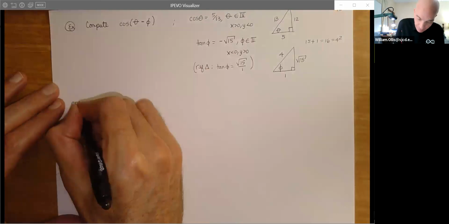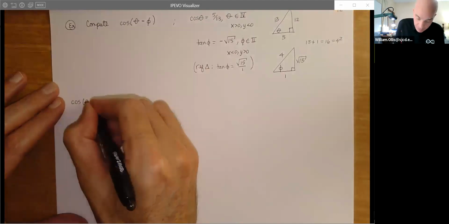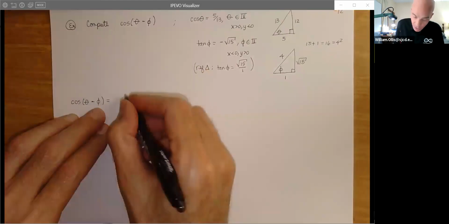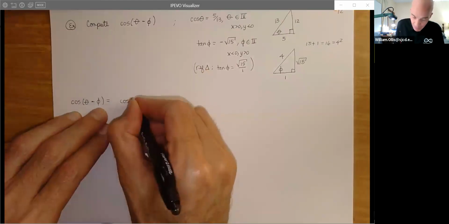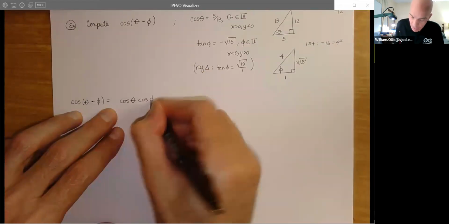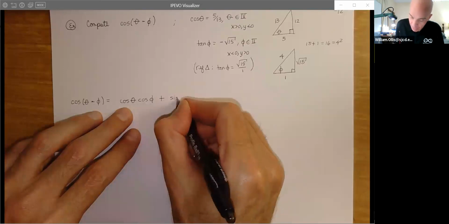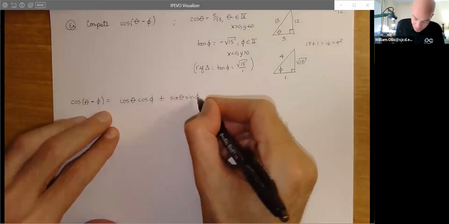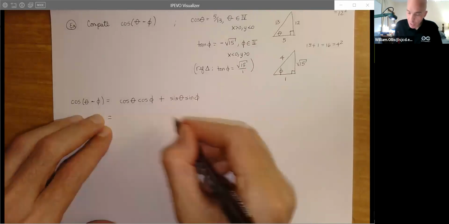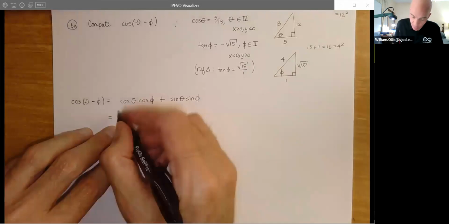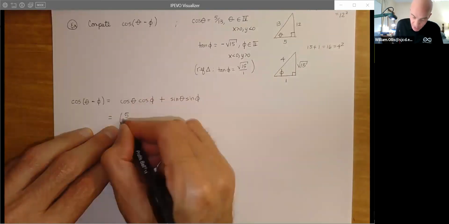So now let's just write down what this is. Cosine of theta minus phi. That's just our difference formula. Let's write it down. We get cosine theta cosine phi plus sine theta sine phi. So now we can go to the triangles. Now cosine theta, well, we already know that. That was given. So that's 5 over 13. Very simple at this point.